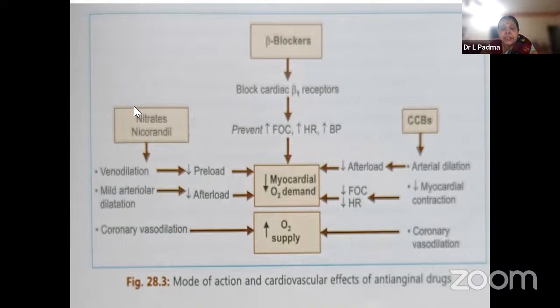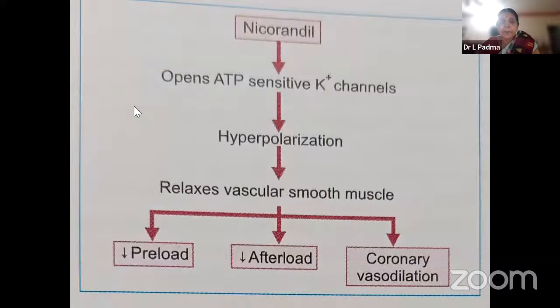All the three can be used in resistant angina. You make a table: nitrates, decrease preload, tachycardia. Beta blockers, decrease heart rate, increased force of contraction, bradycardia. CCBs, decrease afterload, tachycardia. So all these will combat each other's actions and see to it that angina is reduced, especially in case of resistant angina.